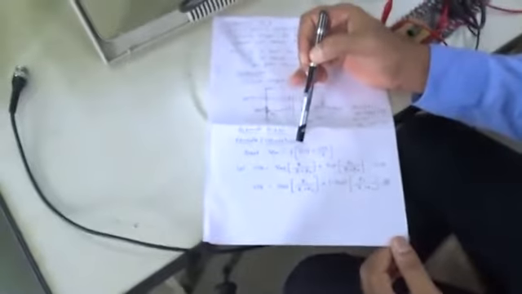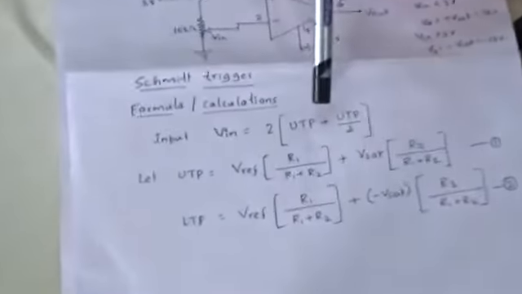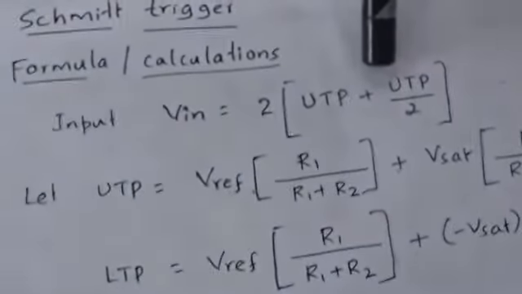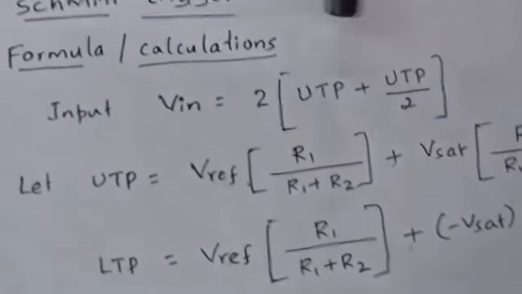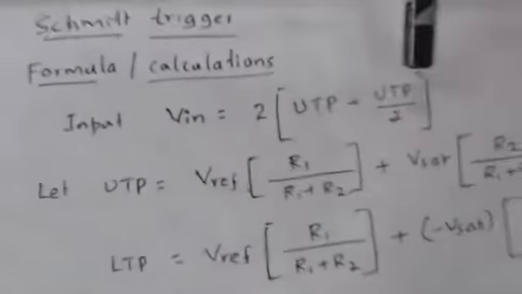And one important condition while setting the input voltage is that you have to consider it should be equal to 2 into UTP plus UTP by 2, where UTP indicates upper threshold point and LTP indicates lower threshold point. So the Vn will be decided based on this equation.